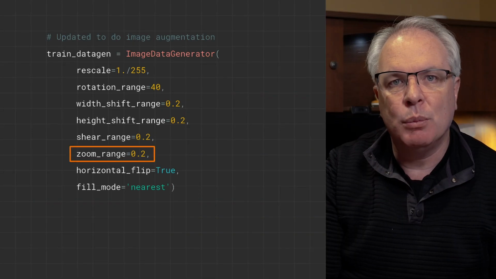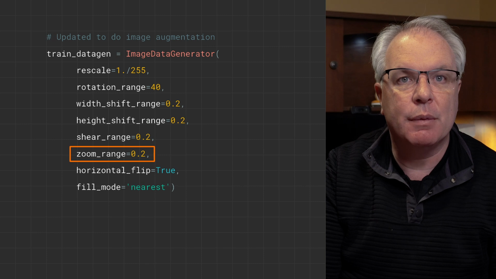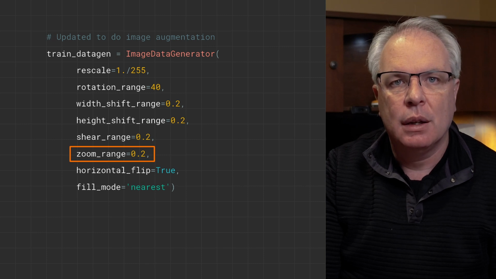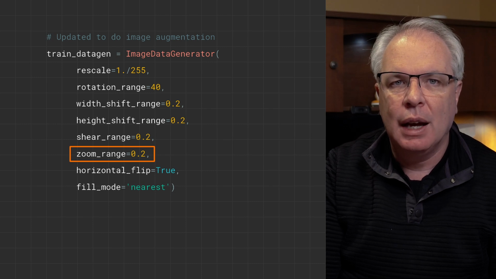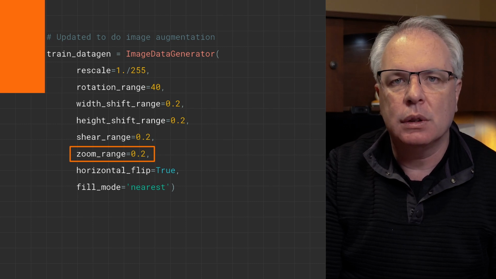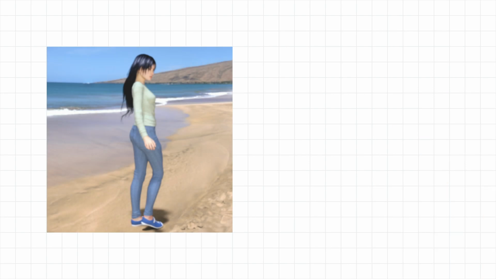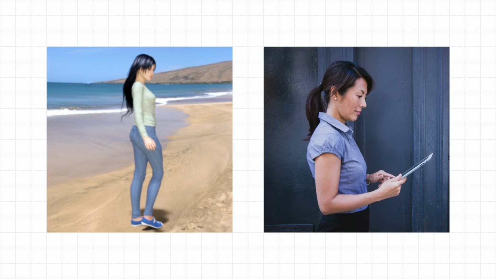Another example is the zoom range, and this parameter gives us a value from 0 to 1 to zoom by. This will give us a random zoom of 0 to 20% of the image size. Again, let's see an example of why this is useful. The image on the left here is a woman from the training set from Horses or Humans. The woman on the right is quite similar, but because of how the image is framed, we can't see her legs. And again, the neural network might be overfit to seeing full bodies that include legs.